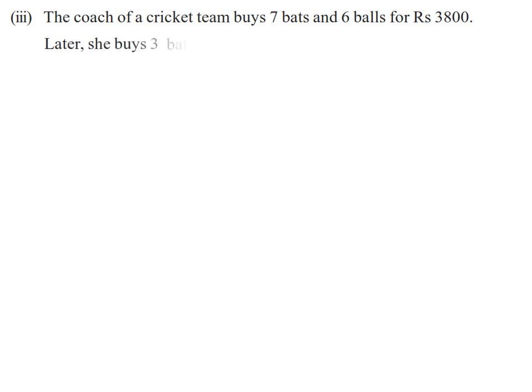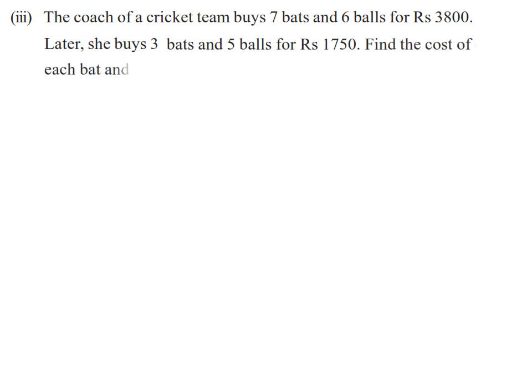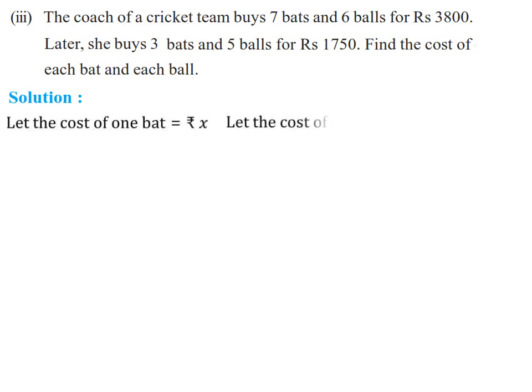Later she buys 3 bats and 5 balls for rupees 1750. Then find the cost of each bat and each ball. So we have to find the cost of each bat and each ball. For that, in the solution we have to assume, again, let the cost of one bat be rupees x and the cost of one ball be rupees y.